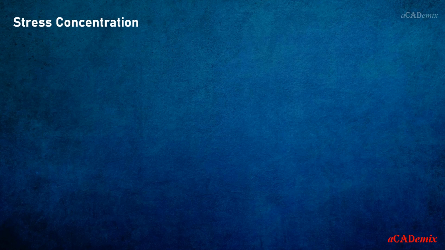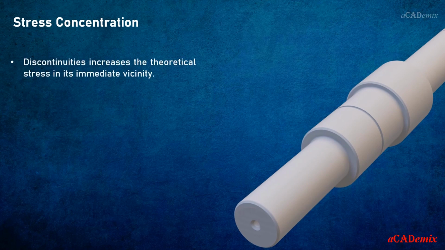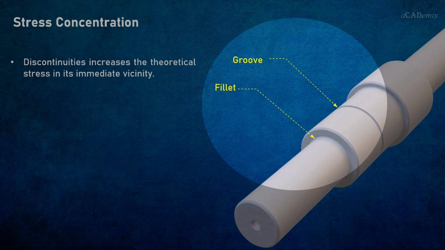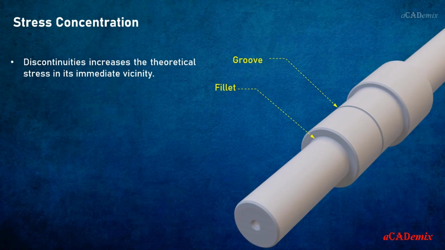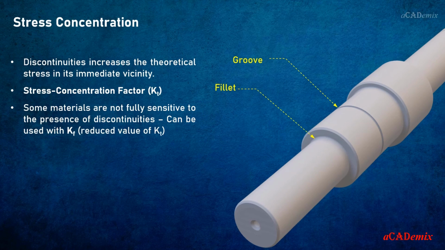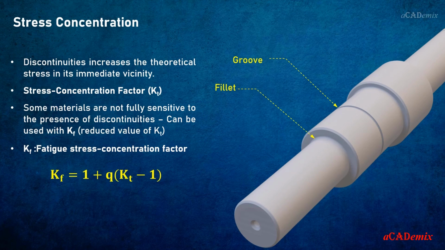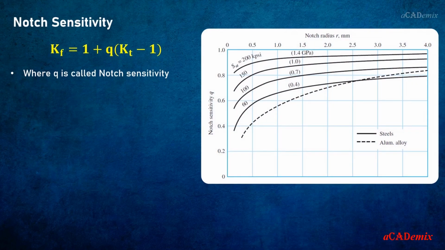We mentioned the existence of irregularities or discontinuities such as holes, grooves, notches, fillets in a part. These discontinuities increase the theoretical stresses significantly in the immediate vicinity of the discontinuity. To obtain maximum resulting stress using nominal stress due to this irregularity, we are using a factor called stress concentration factor. Some materials are not fully sensitive to the presence of discontinuities. There, we can use the reduced value of stress concentration factor called fatigue stress concentration factor Kf. Its relation is Kf is equal to 1 plus q times Kt minus 1, where q is called the notch sensitivity. Notch sensitivity q is defined by the equation like this.